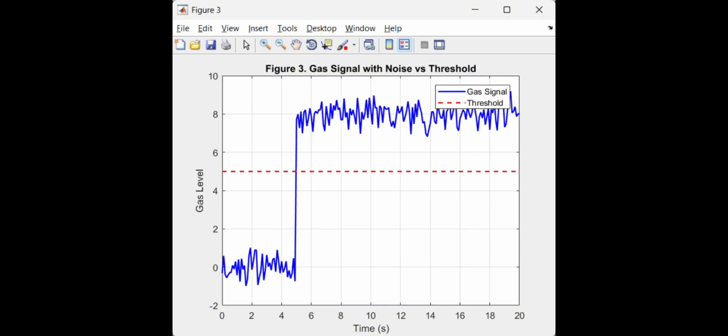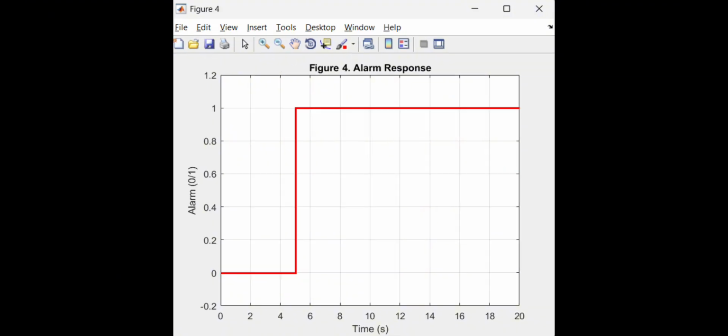In Figure 3, the gas signal is combined with noise and compared to a threshold. The blue line represents the gas signal, while the red dashed line represents the set threshold. When the signal is below the threshold, the system is considered safe. Once it exceeds the threshold, it indicates a gas leak. After detection, the system generates a response.